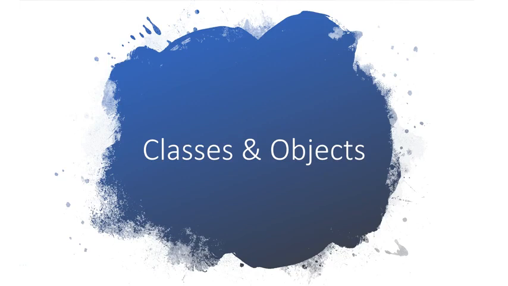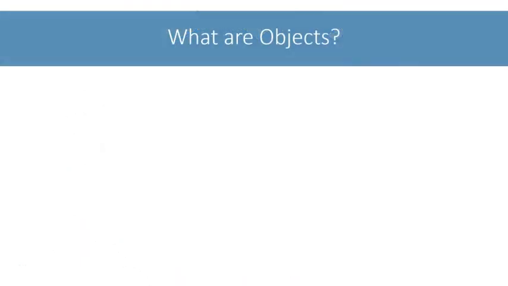In this lesson, we will go over classes and objects. Classes and objects are at the heart of object-oriented programming. Let's try to understand what objects are. Object-oriented programming is a way to model the real world into computer programs.